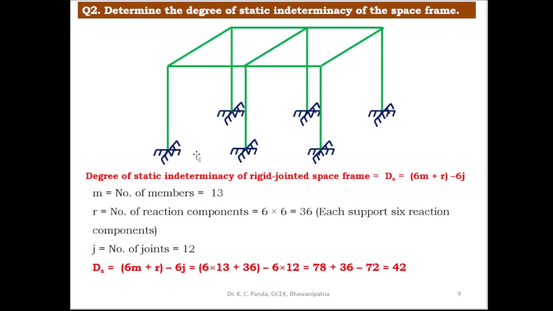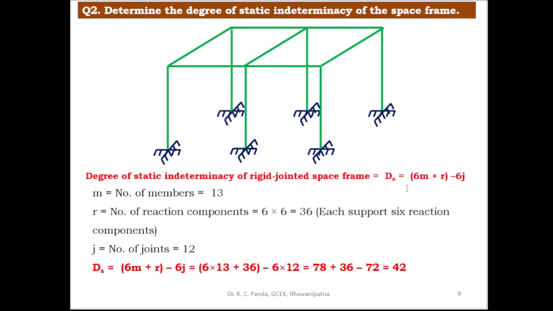Then count the number of joints. 1, 2, 3, 4, 5, 6, 7, 8, 9, 10, 11, 12. The number of joints is equal to 12. Then put the values of m, r and j in this expression.